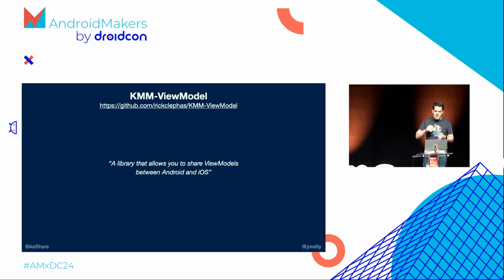So KMMViewModel is described simply as a library that allows you to share view models between Android and iOS. A key aspect of what it offers is the ability to expose Kotlin state flows, for example, as Swift properties that can be directly observed in SwiftUI, as we'll see next.